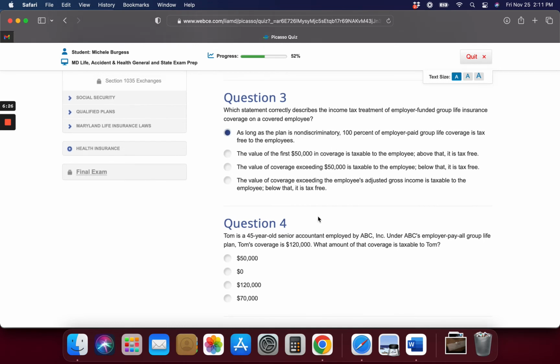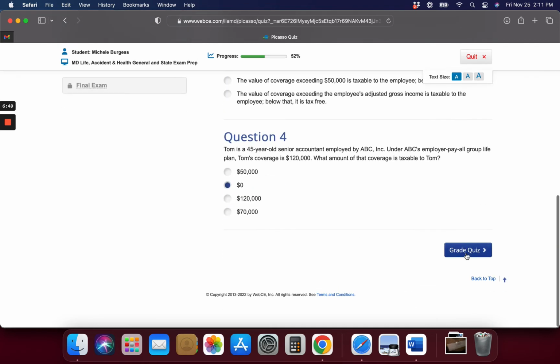All right, Thomas, a 45-year-old senior accountant under ABC's employer payroll group. Tom's coverage is $120,000. What amount of that coverage is taxable? It's either 120 or 0. What do you think? 0? Let's put 0 and see what happens.